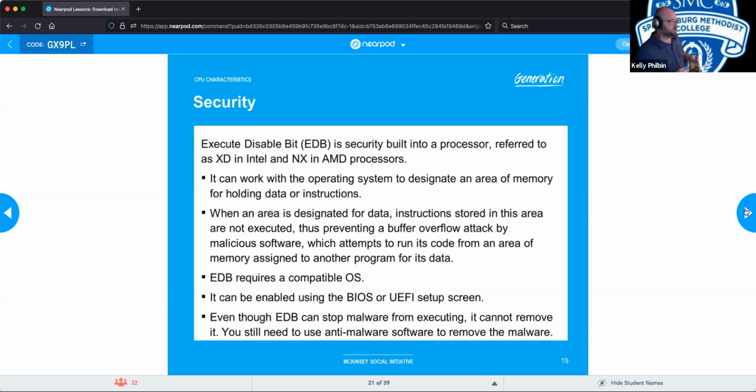It can work with the operating system to designate an area of memory for holding your data and instructions, and it also requires compatible operating systems to be able to function. It can be used with both BIOS and UEFI, so it is backwards compatible to the BIOS. And though it is pretty good for stopping malware, it is not an end-all be-all. It's not something you should rely upon. You still need software to work for protection.